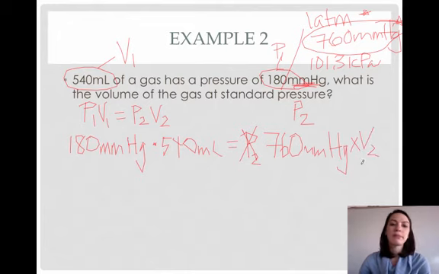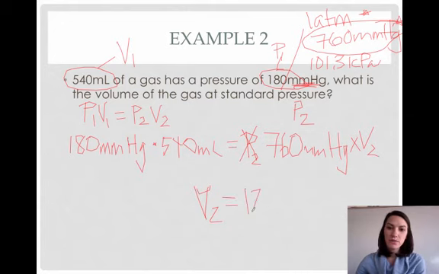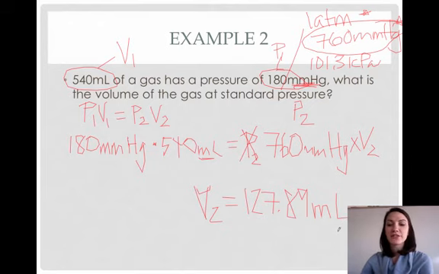All right, so what I'm going to do is multiply my 180 millimeters of mercury times 540 milliliters, and then I'm going to divide by 760 millimeters of mercury on both sides. So you should get volume 2 equaling about 127.89. And what is the unit for volume? Well, right here, I'm starting with a volume of milliliters, so it's got to be the same. Milliliters is my volume. And that is it. All right, so that's it for Boyle's Law.